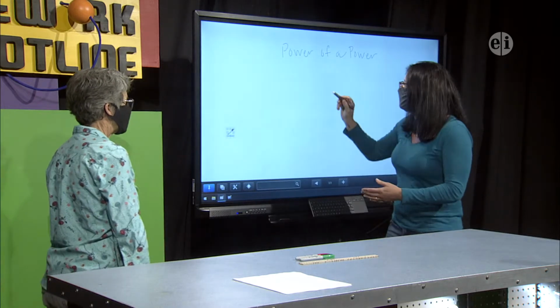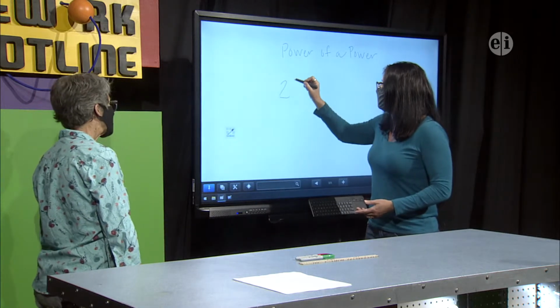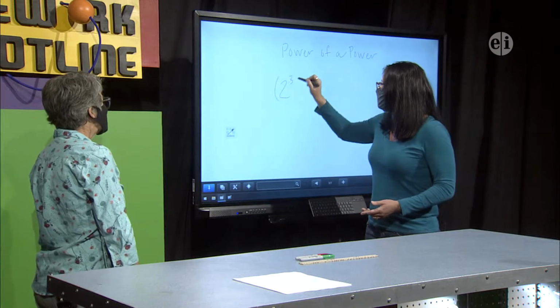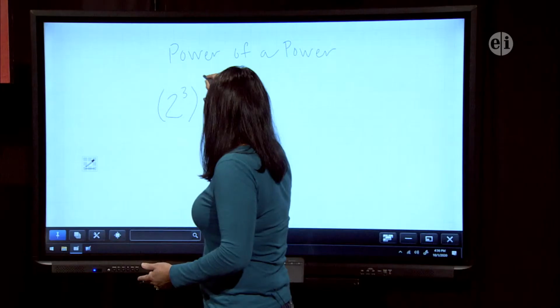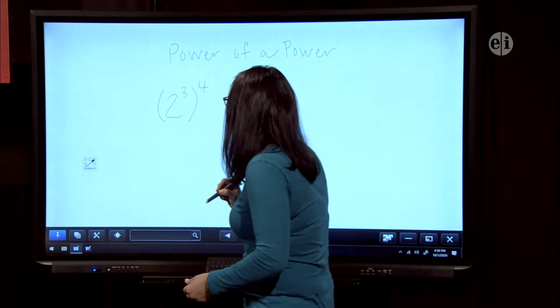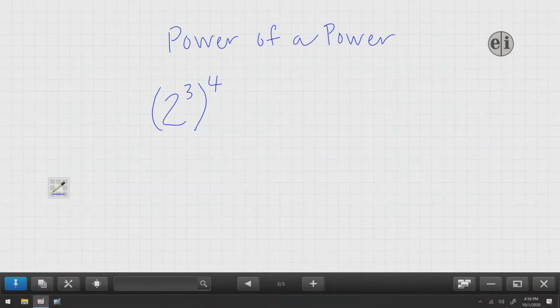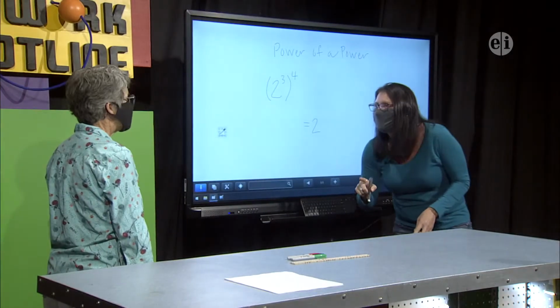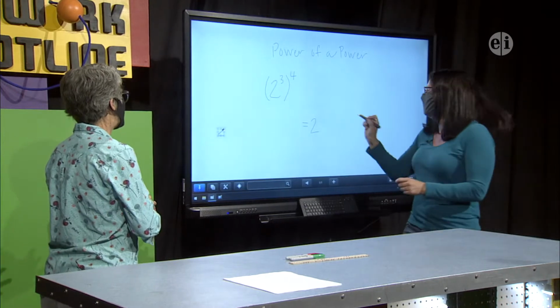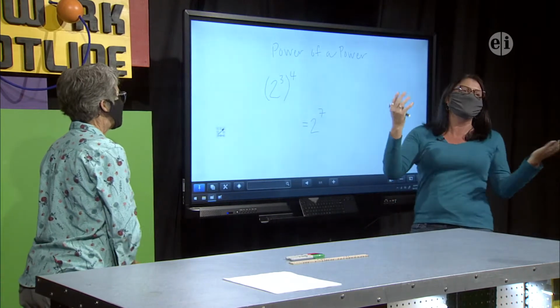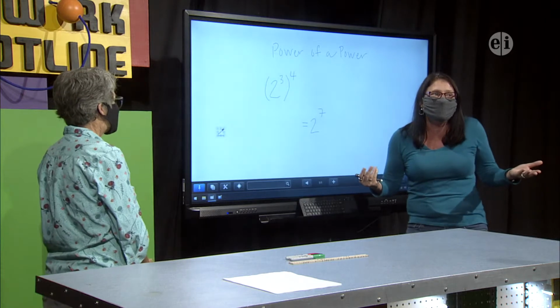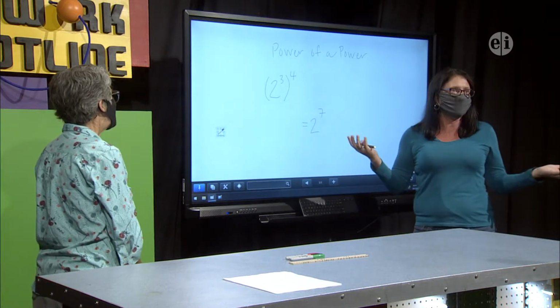So, for example, I try to use smaller numbers so we can figure out the answer easily. 2 cubed, let's say to the 4th power. That's not too bad. So what do you think people say is the answer to this? We could just guess something. All right, I'll guess. They say it would be 2 to the 7th power. But I just told you to add the exponents. Well, 3 plus 4 is 7.